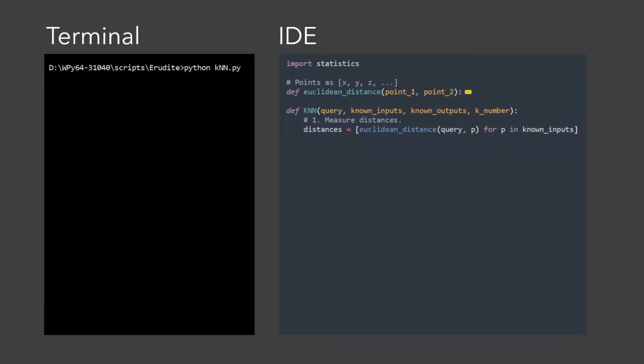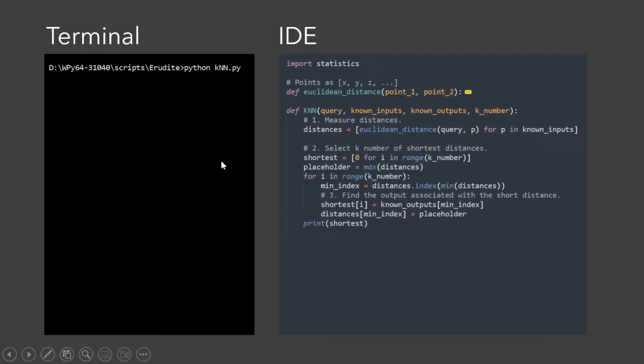And all we do is we set a list equal to distances, and in that list we use our Euclidean distance function to measure the distance between our query point and each point in our known inputs. We just iterate them using P for P in known inputs. So it just iterates through each one of those, giving me a distance. So now we have our distances, and that's fantastic.